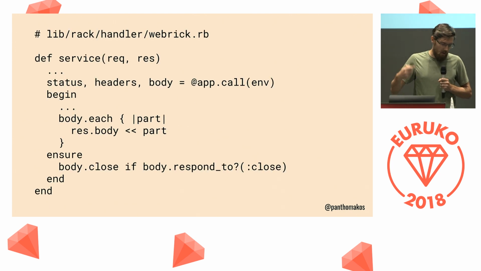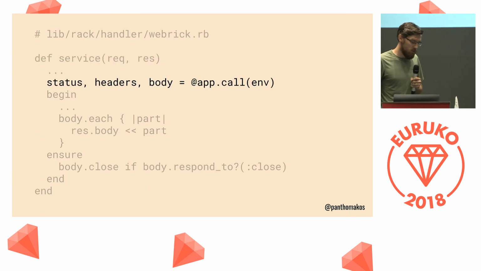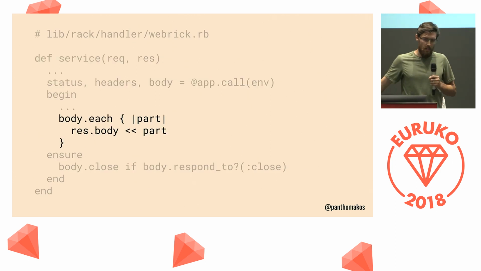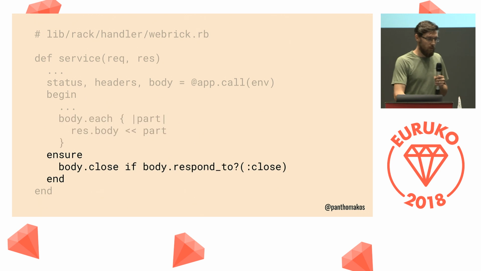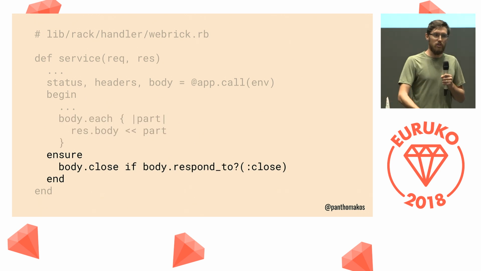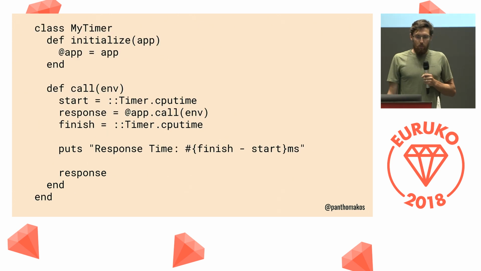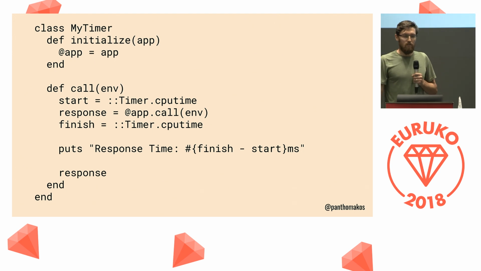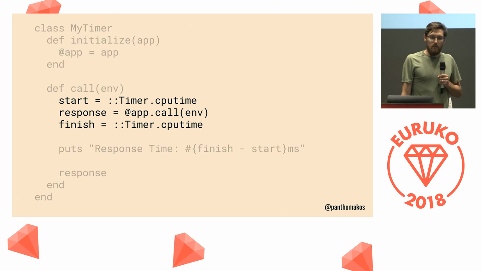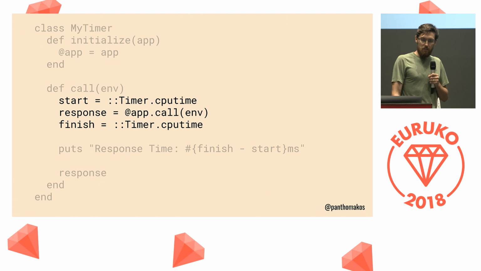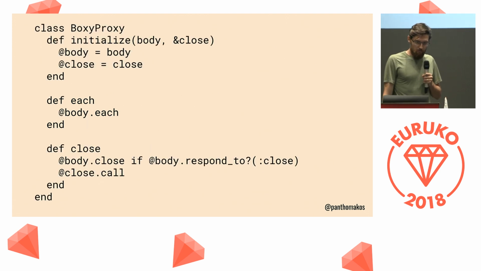This is sort of what a rack handler looks like. When it's servicing a request, it sends that request off through the middleware stack, it iterates through the body, and then at the very end it has an ensure block. And that ensure block, after it's iterated through the entire body, calls close on the body as well. So how do I adjust my middleware to take advantage of this? Because this timing is not working, right? Because I'm not accounting for that each part.